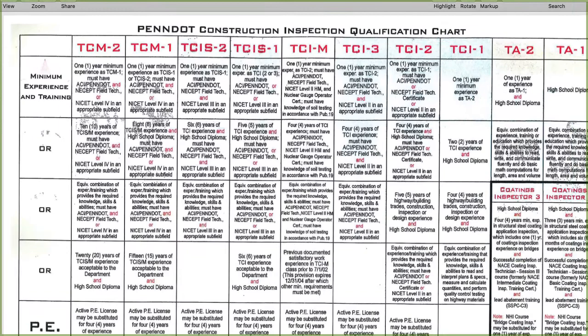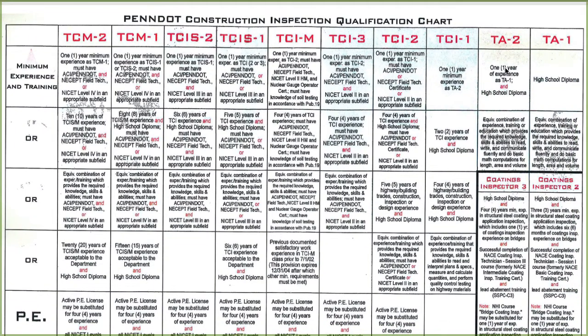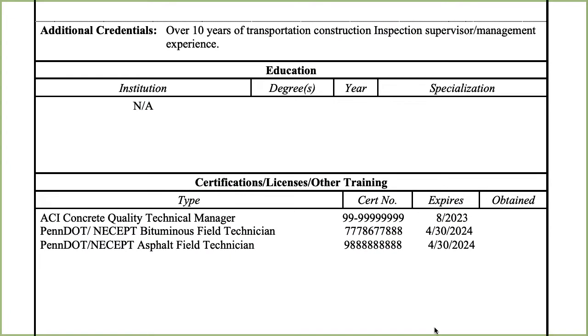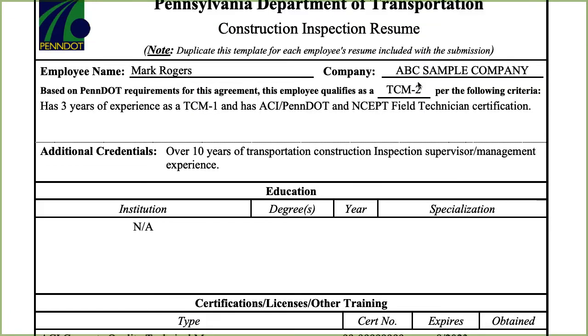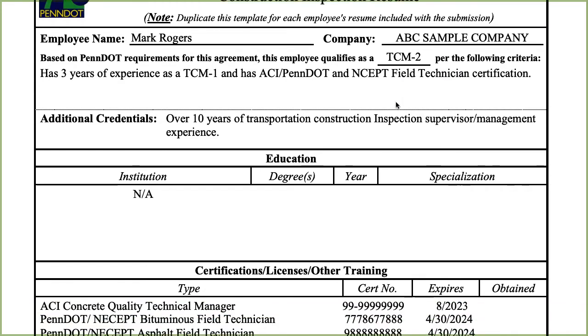You'll see on the inspection chart that a high school diploma actually will work as experience for a TA2 or a TA1. That's why they're asking for the educational experience for the individual there. It might help them get the construction inspection level that they're trying to achieve.